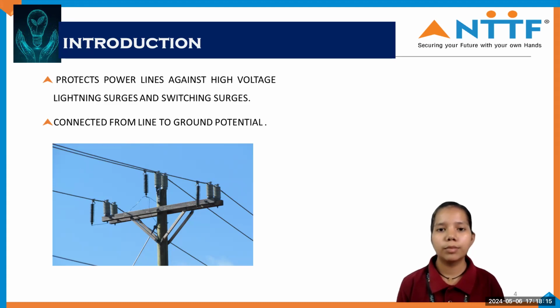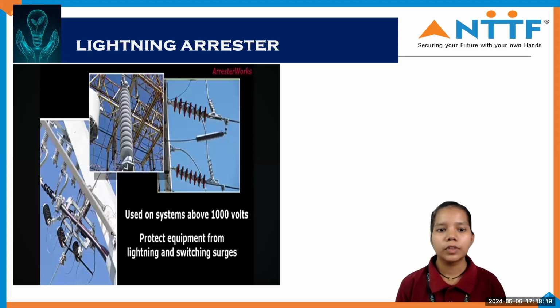It is connected from line to ground potential and it is connected parallel to the equipment. Lightning arrestors are used on systems above 1000 volts and protect the equipment from lightning and switching surges.